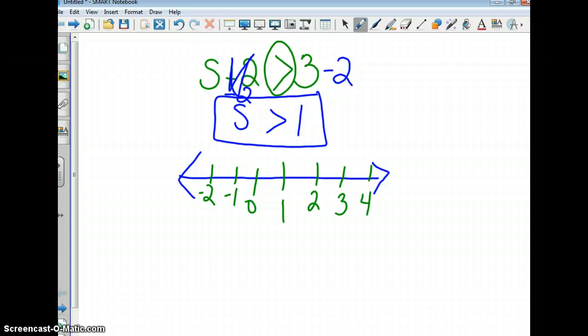I'm going to put an open circle because there's no equal to right here. So it's going to be an open circle on the 1. Notice I'm drawing that open circle right on my number line. It says my solutions have to be greater than 1. Well, the only things that are greater than 1 are 1.1, 1.2, 1.3, 2, 4, 6. This way. That is what yours should look like.